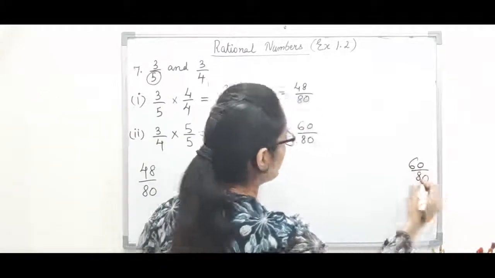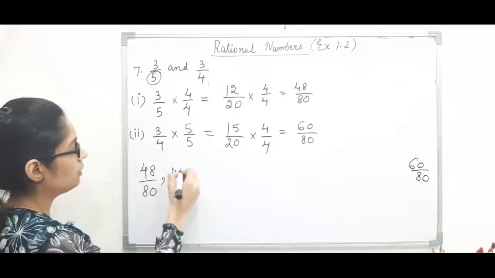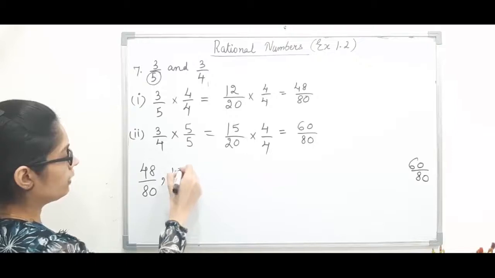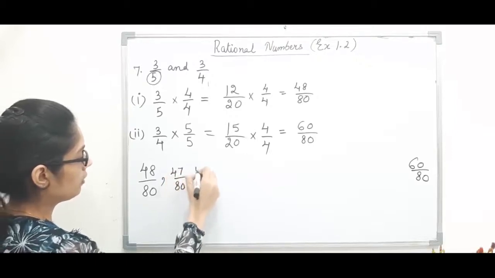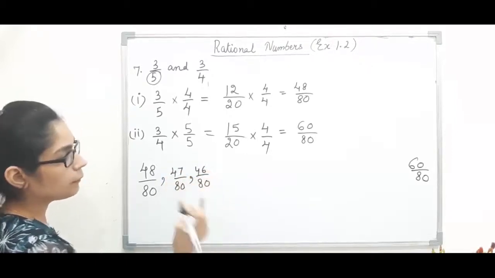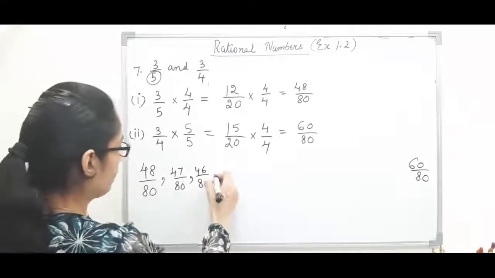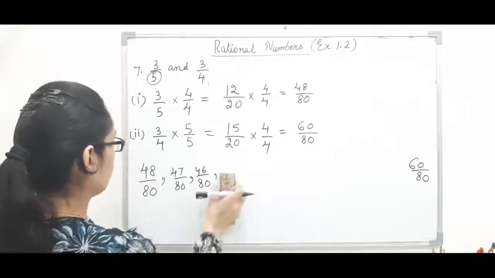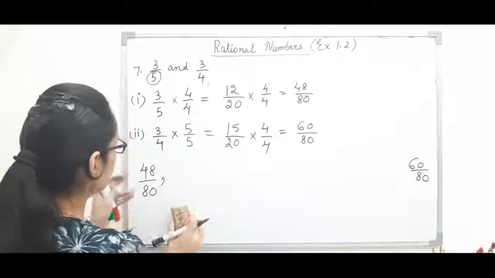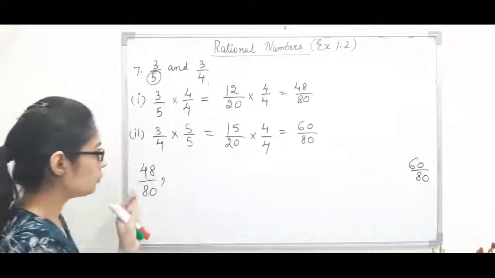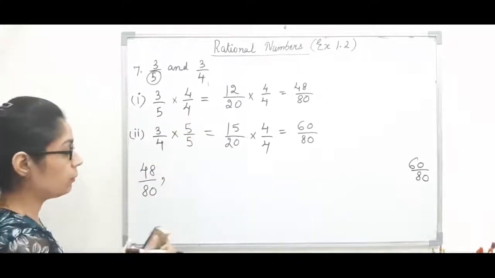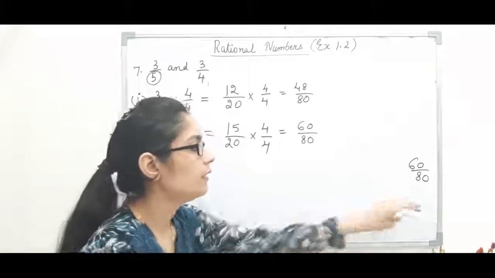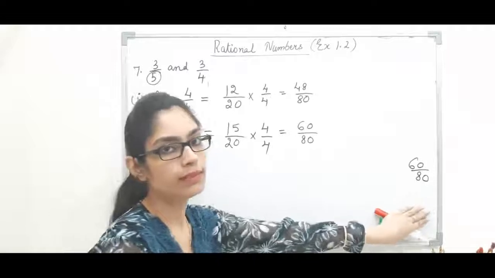Between these two numbers I have to write 10 numbers. 47 by 80, 46 by 80. Okay, wait, not those. This is my smaller number and this is my bigger number. So from the smaller number I have to choose bigger numbers. My number should be bigger than this and it should be smaller than this.